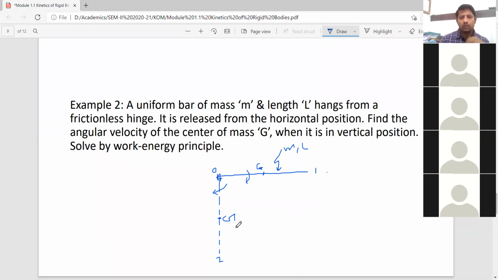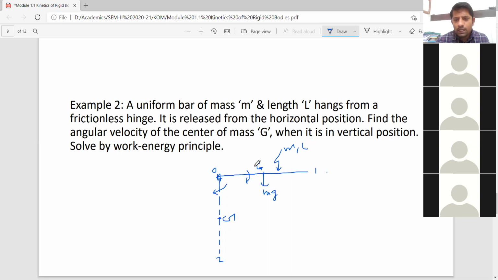So how will you calculate the work, and then how will you calculate the energy? The same formula you will have to use. How to calculate the work done? See, what force is acting in the vertical direction? The force acting in the vertical direction is nothing but the weight of the bar. Correct.